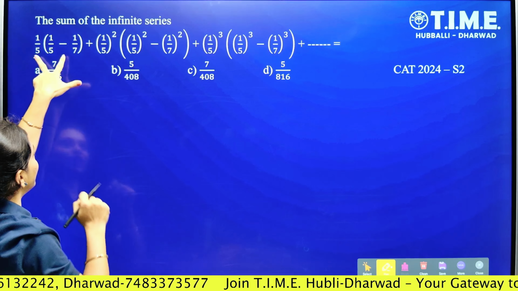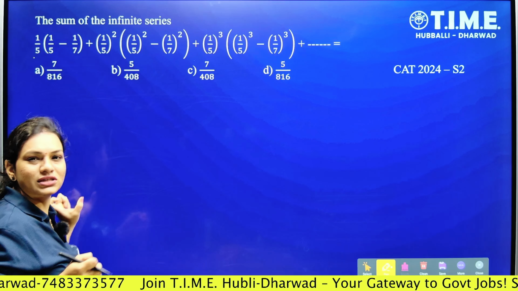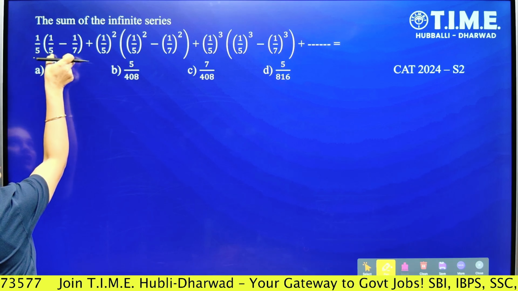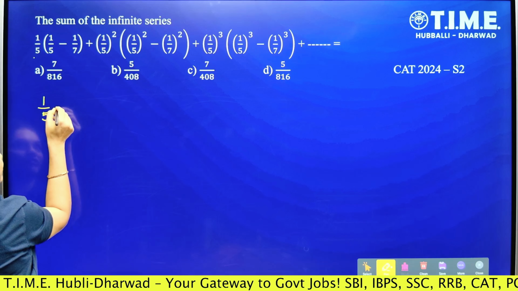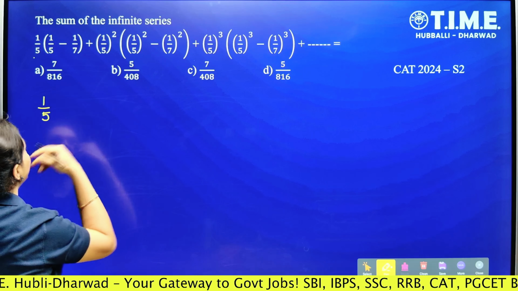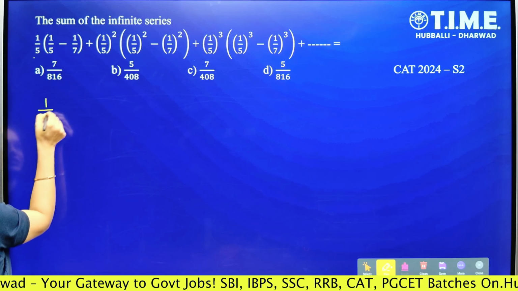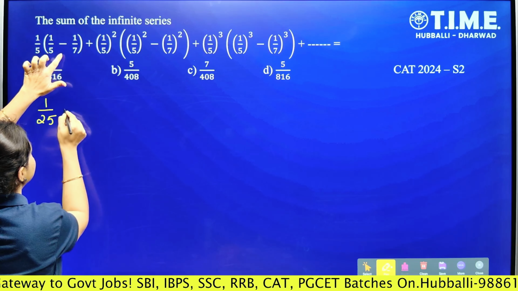If you have only this one condition, what will you do? You will multiply. So let us multiply: 1 by 5 into 1 by 5. If you want, you can write down the product itself. 1 by 5 into 5 is 1 by 25. Clear? Next, the minus sign is there.